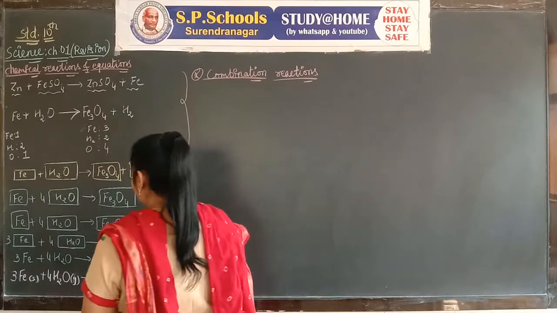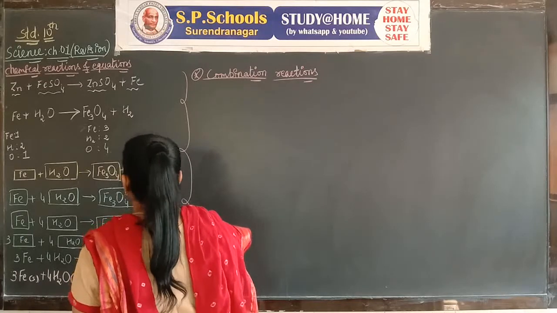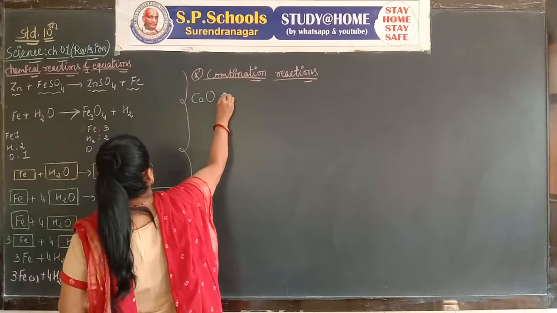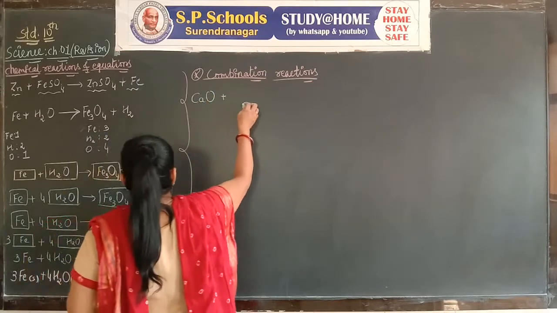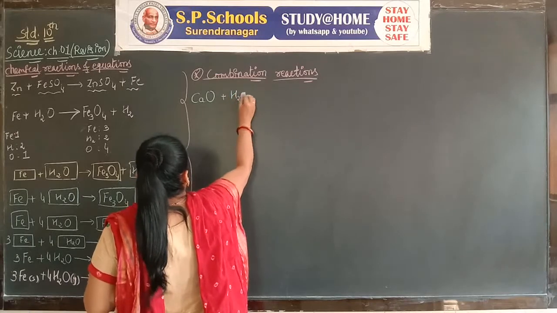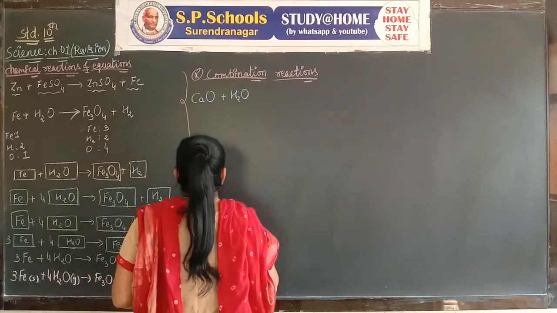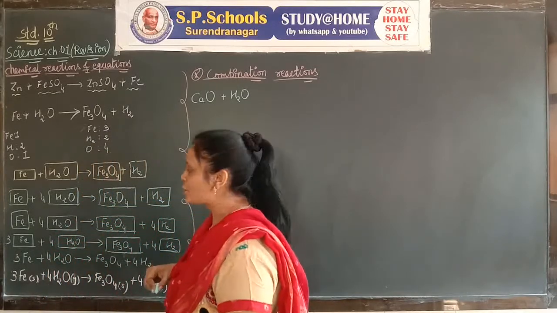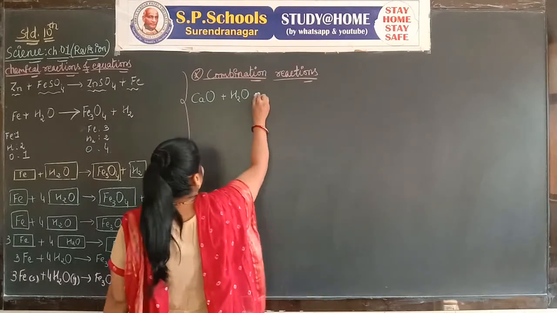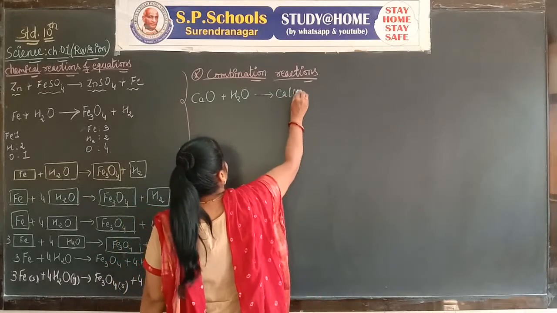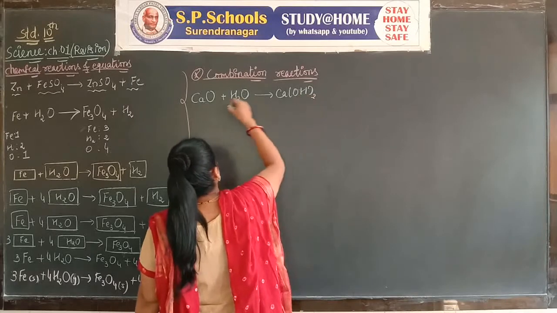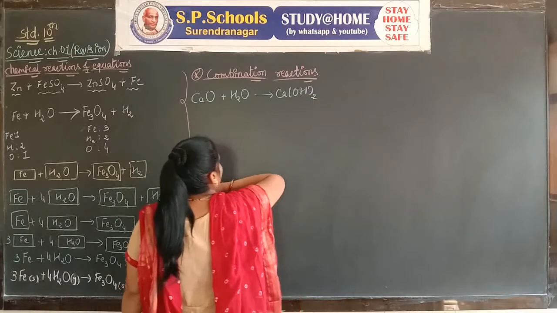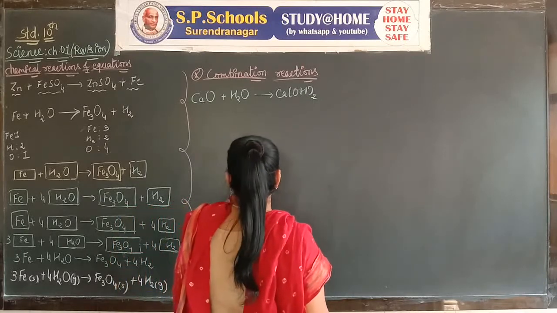In the case of combination reaction, suppose we take the example of calcium oxide. When calcium oxide is processed with H2O, when we add H2O to the powder of calcium oxide, the formation of calcium hydroxide will occur. You have to write physical conditions for the compounds or elements.